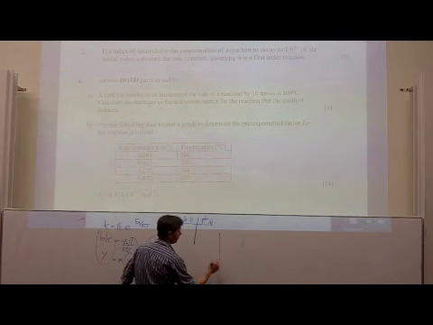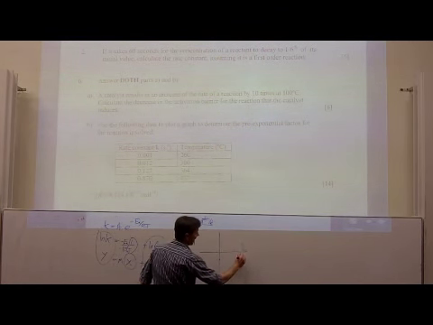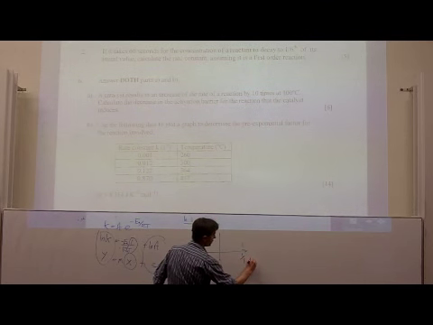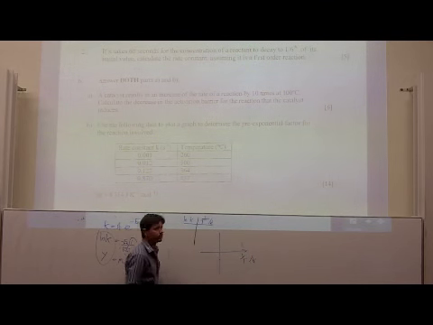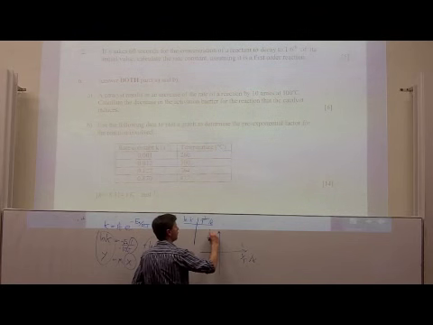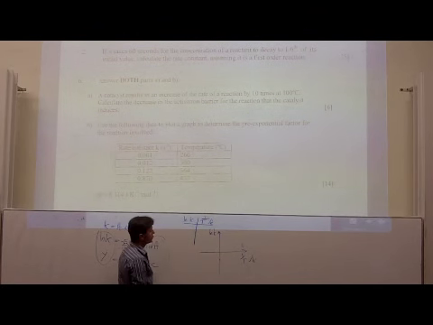Plot your graph. On the x-axis you've got 1 over the temperature. I'm going to put Kelvin there again to remind you. I'm going to have the log of the rate constant there. You'll get a straight line.